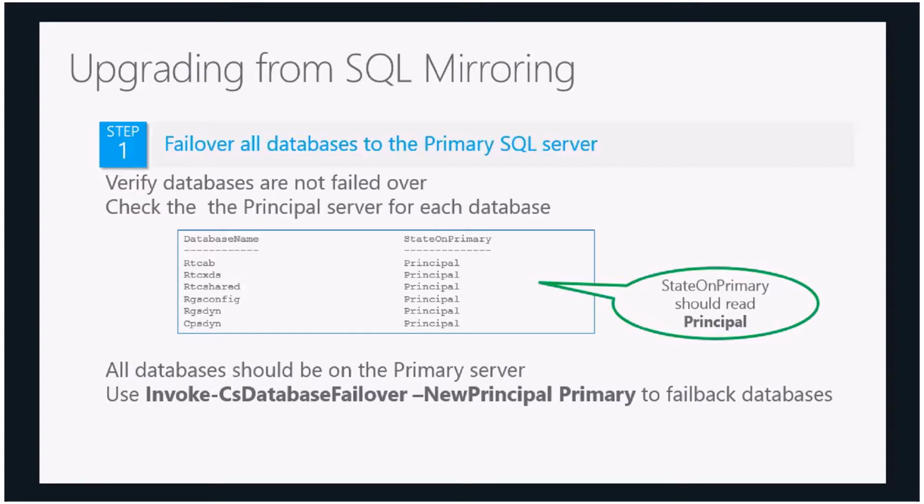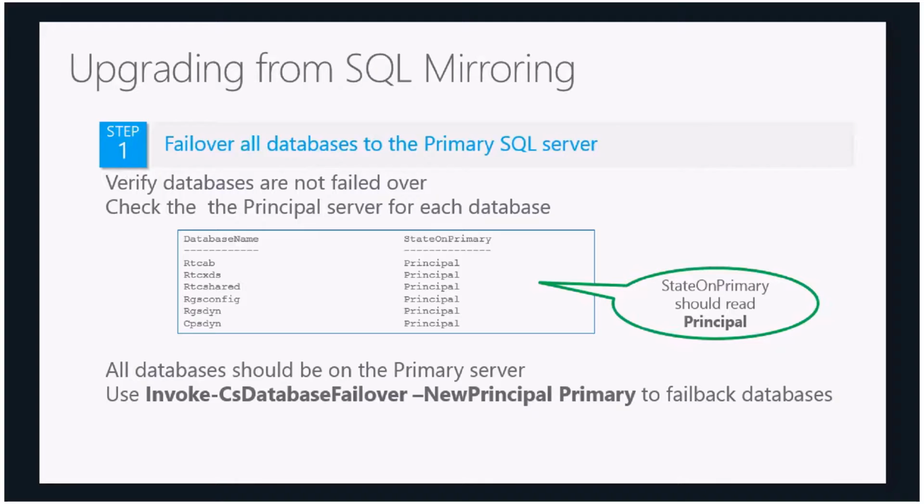But before we do the upgrade to Always On, we need to make sure that all the databases are on a single instance of SQL. The way you would tell this, you would use the commandlet Get-CsDatabaseMirrorState to find the primary server for each of the databases. And it would look something like the little screenshot you see there. It'll give you the database name and the state on the primary. The state on primary should read principal.